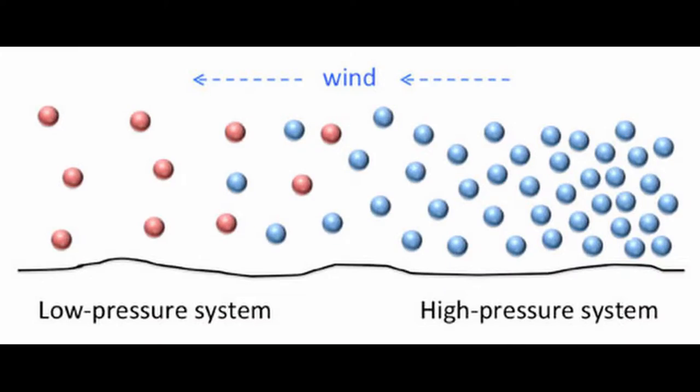So here's a diagram that shows air molecules. The blue ones that are packed really close together are high pressure molecules, and the red ones on the left that are spread farther apart are low pressure air molecules. And when we talked about the law of energy that states energy always follows the path of least resistance, this shows the high pressure molecules moving towards the low pressure molecules as they are less pressure, so less resistance. That's why the arrow on top shows the wind moving in the direction from high to low.